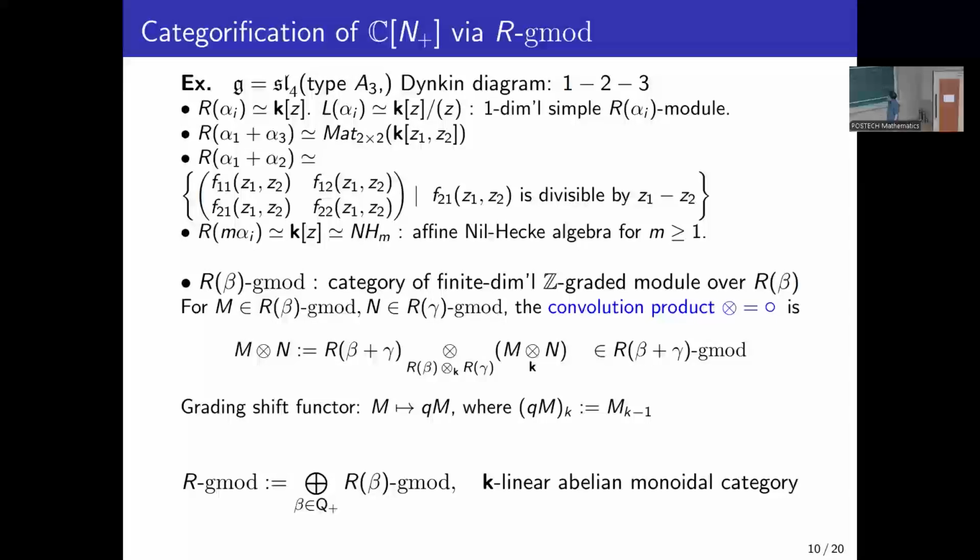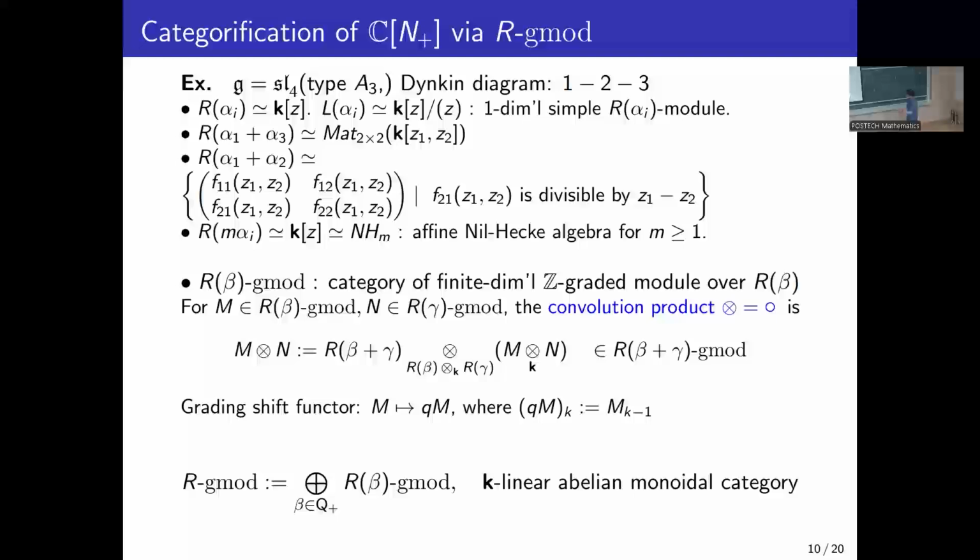And if you consider n times alpha i, because we consider elements of the positive root lattice, we can consider those kinds of elements. Then it's isomorphic to the so-called affine nil-Hecke algebra. This is the right way to understand it. You should remember this: the quiver Hecke algebra is a generalization of the affine nil-Hecke algebra. The affine nil-Hecke algebra has the relation tau k squared equal to zero. That's why it's called nil-Hecke, because nil comes from that property.